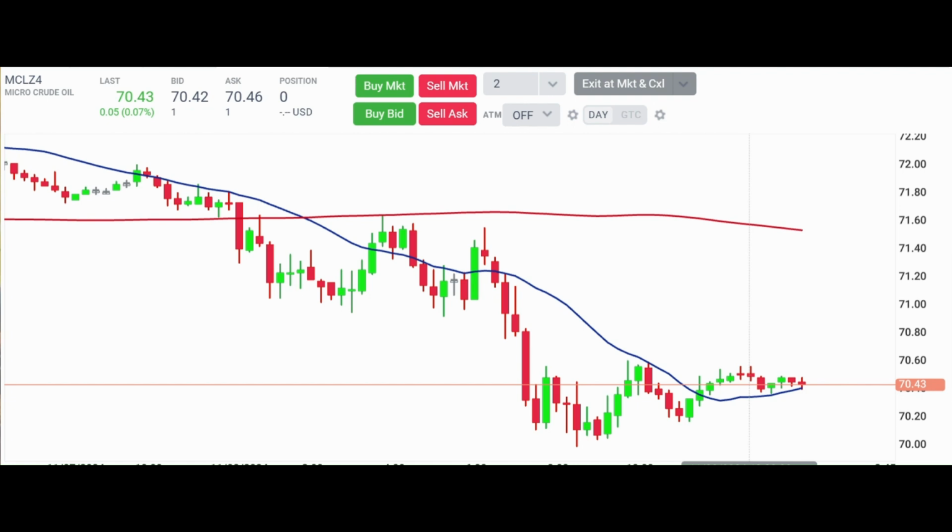Let's look at micro crude oil. Again, what do we have here? Well, we have a major setup that I like to see would be right here.